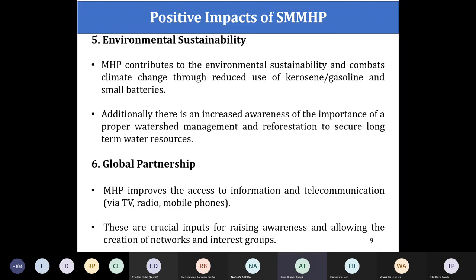And also the global partnership. Micro hydro projects improve access to information and telecommunication, like operating TV, radio, mobile phones, and also connecting with social media. These are crucial inputs for raising awareness and allowing the creation of networks and interest groups. Online classes also will be beneficial globally. Next.